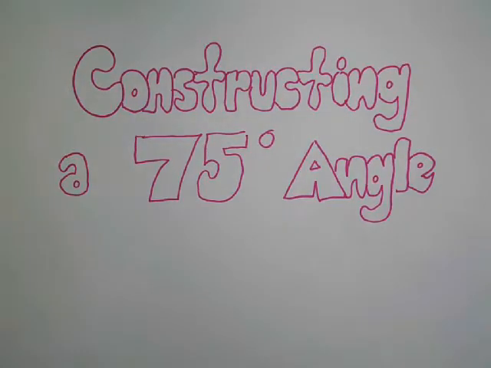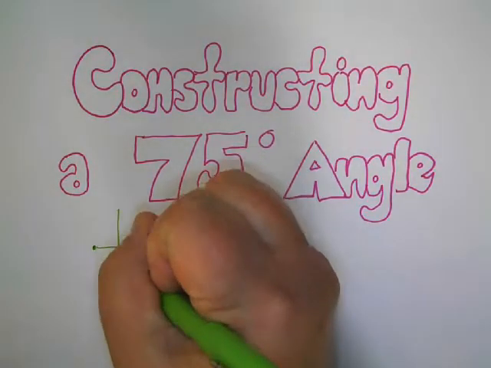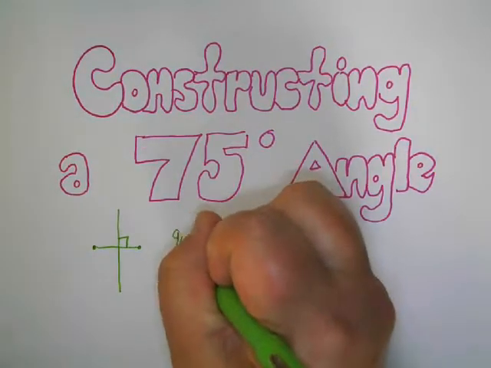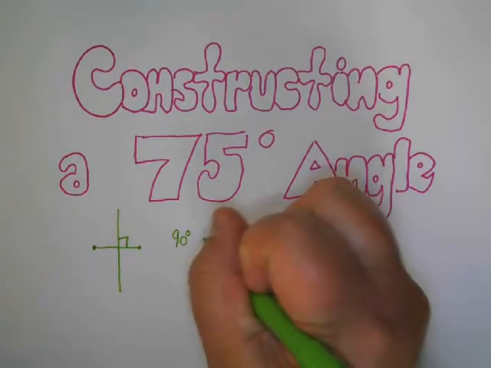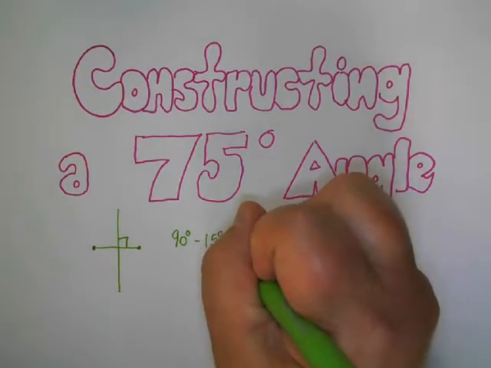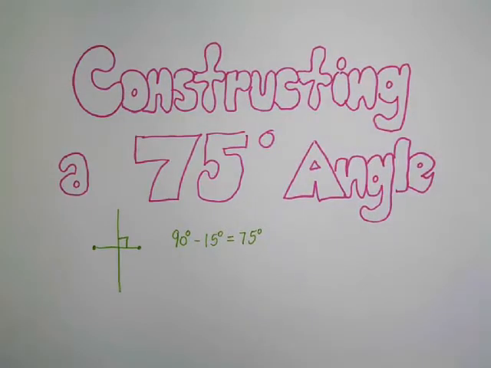Probably one of the first constructions you learned was how to construct a perpendicular bisector of a line segment, thus creating a 90-degree angle. So we know how to create a 90-degree angle. We would also need to be able to create a 15-degree angle so that if we constructed both of them, we could, using angle subtraction, get a 75-degree angle. That is not the construction I'm going to do today.